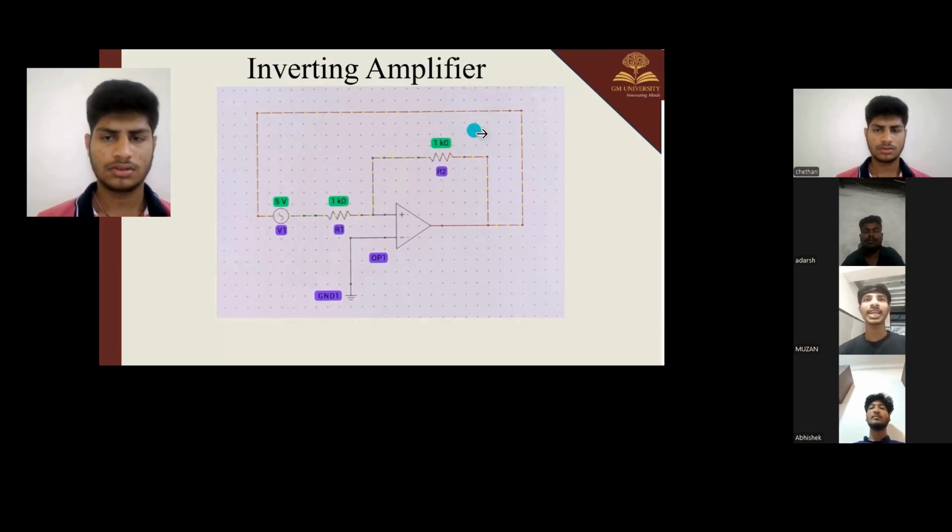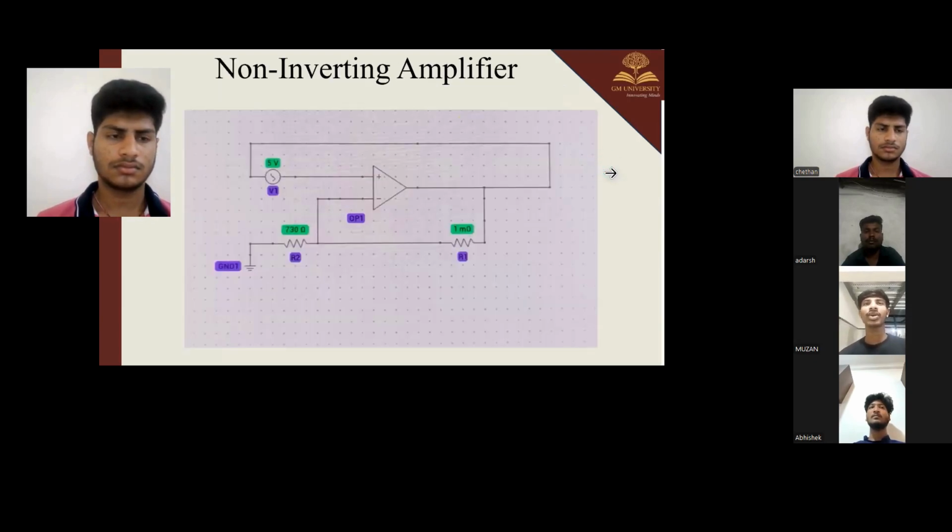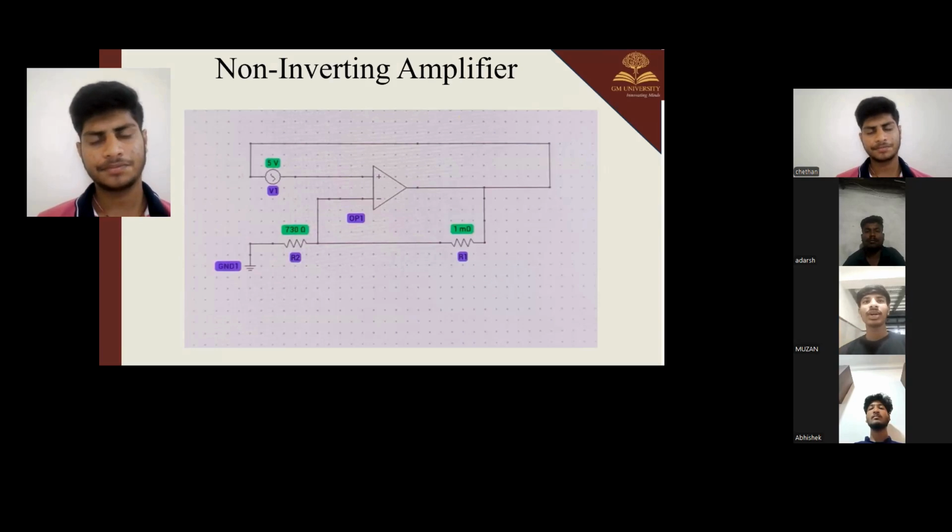Hello everyone, my name is Al Samad and now I am explaining the non-inverting amplifier. A non-inverting amplifier is an operational amplifier circuit configuration that amplifies an input voltage signal without inverting its phase. The input voltage is applied directly to the op-amp's non-inverting input terminal.